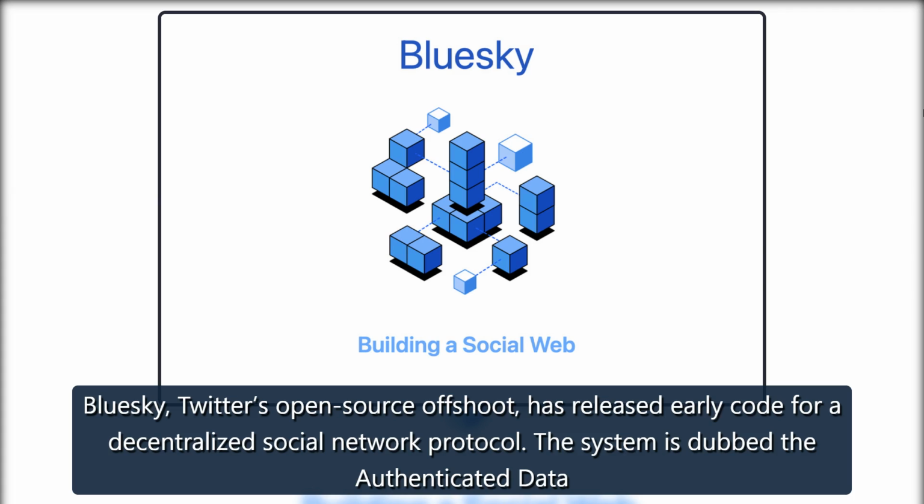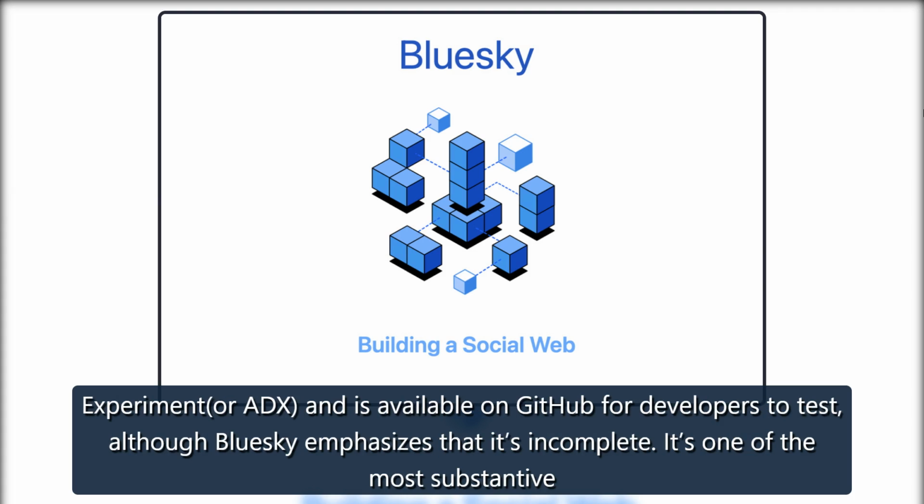Bluesky, Twitter's open-source offshoot, has released early code for a decentralized social network protocol. The system is dubbed the Authenticated Data Experiment, or ADX, and is available on GitHub for developers to test, although Bluesky emphasizes that it's incomplete.